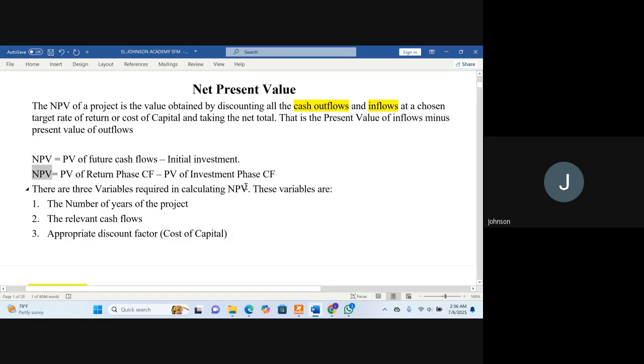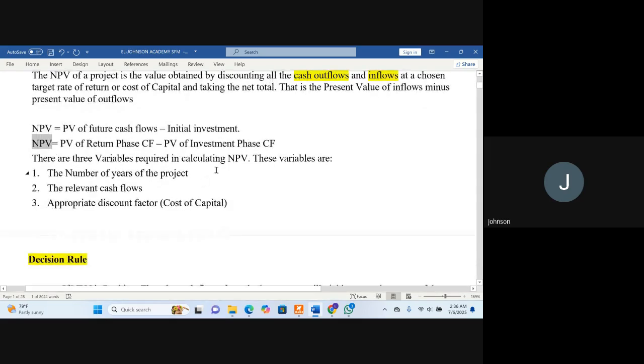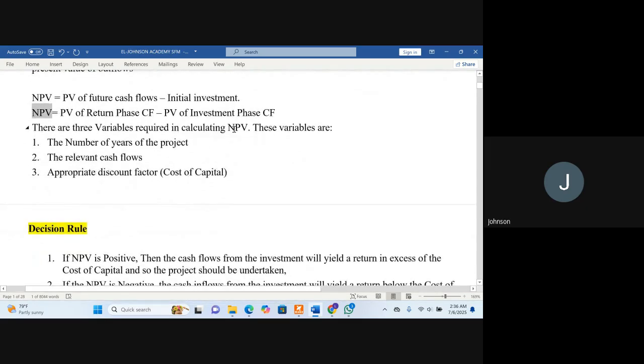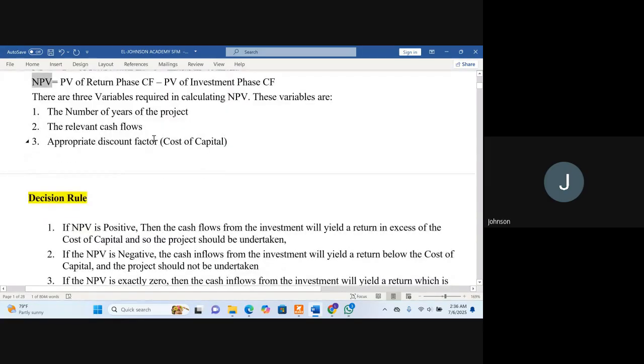And then I say that there are three variables to consider when calculating NPV. Three things you must consider. The first one is the number of years of the project. How many years is the project going to last? You must take it into consideration. I think every question will give you that number of years.